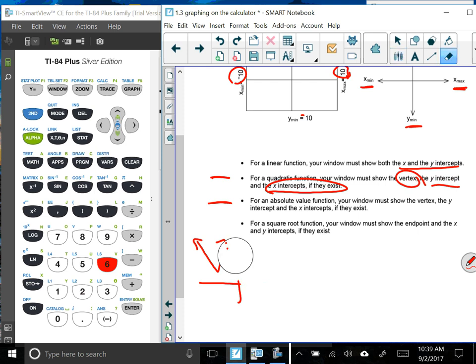Okay? For a square root function, we have to see the endpoint. That's super important. You have to see the endpoint and x and y intercepts, again, if they exist. Sometimes for a square root function, it doesn't have either one. So there's a nice little square root function, and it goes up and to the right. It never goes back and crosses the y-axis, and it never goes down and crosses the x-axis. So let's go through an example of each one.